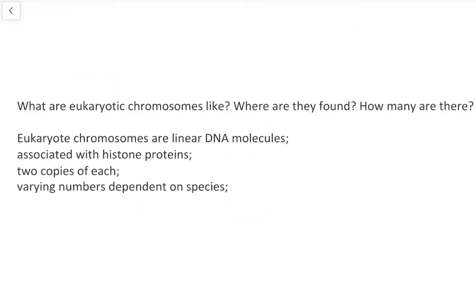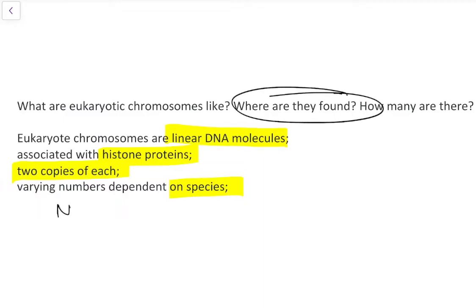So our quick summary for eukaryotic: they're linear, straight DNA molecules associated with histone proteins. We have 2 copies of each chromosome. In humans we have 23 with 2 copies, giving a total of 46. It varies depending on the species. Different species have different chromosome numbers. Where are they found? They're found in the nucleus, so they are membrane bound.